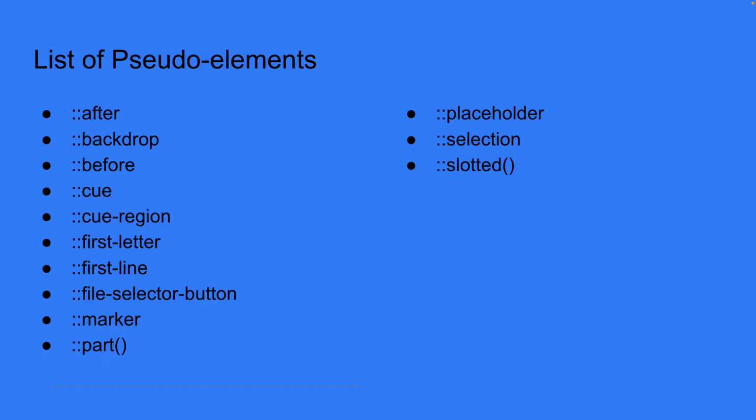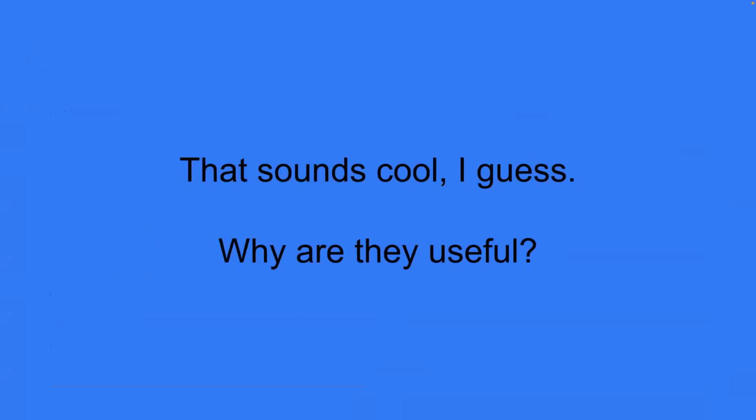So here's a list of pseudo elements. We've got after, backdrop, before, cue, cue region. Cue and cue region relate to like the subtitles of a video. And I'm gonna just show you what some of those are like in an actual demo.